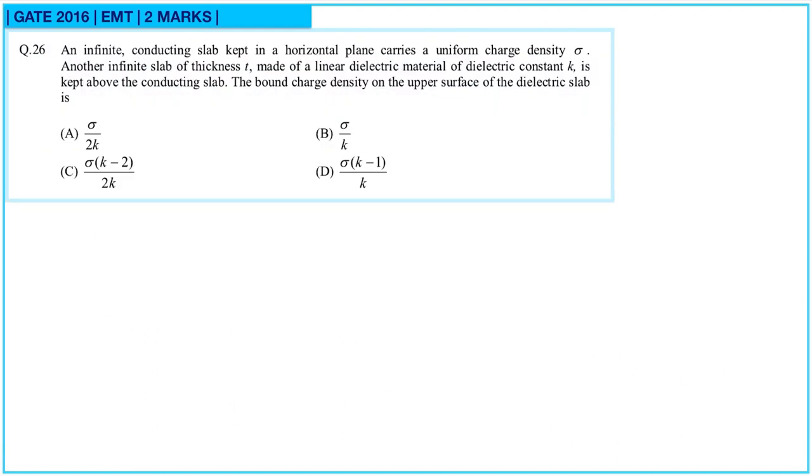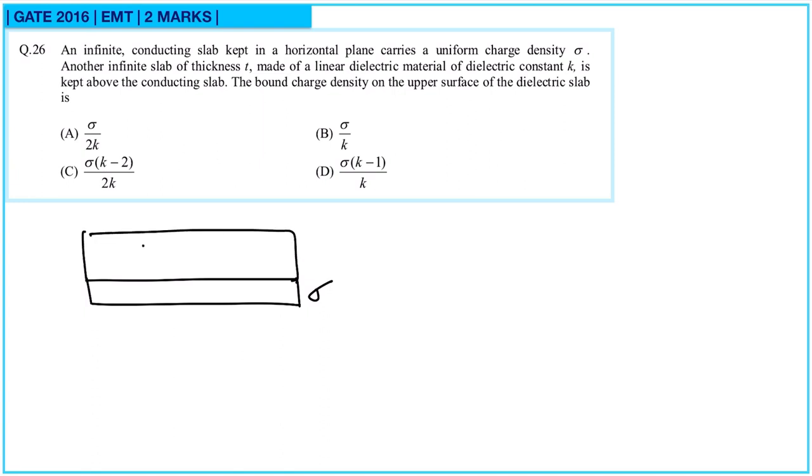Next question. An infinite conducting slab kept in a horizontal plane carries a uniform charge density sigma. So we have a conducting slab like this which is carrying charge density sigma. Another infinite slab of thickness T made of linear dielectric material of dielectric constant K. So here we have another material whose dielectric constant is K and whose thickness is T, kept above the conducting slab. The bound charge density on the upper surface of the dielectric slab is.